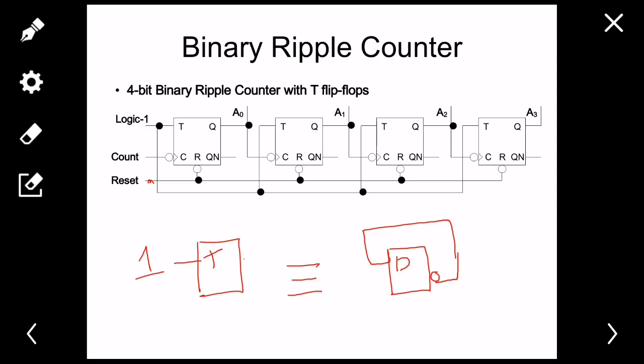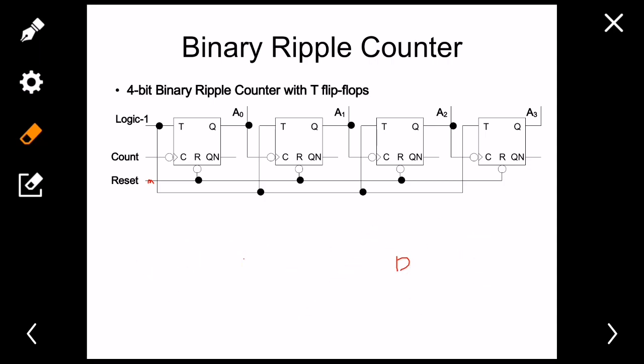Because T equals 1 means it is always toggling at the output whenever it receives an edge. And a similar thing is happening in this connection. Whenever it receives a clock pulse, the output is always toggling. So both the circuits are similar. Now we understand what a BCD ripple counter is.